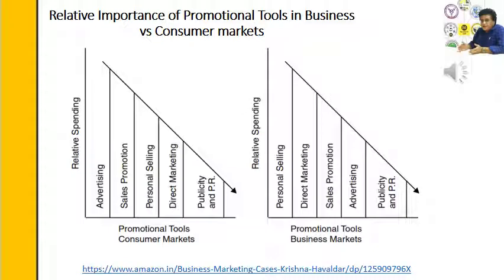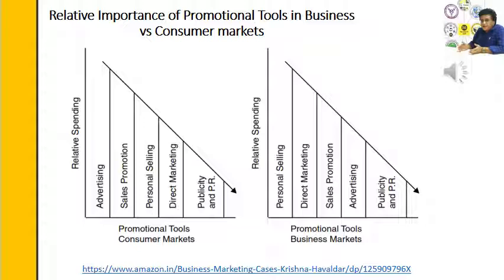So this slide shows the relative importance of promotional tools in business markets and consumer markets. On the left is the consumer market, on the right is the business market. As you see the relative spending, in the consumer market the spending is highest in advertising, and then comes sales promotion, then personal selling, then direct marketing, then publicity and PR. Whereas in the business market, the relative spending highest is personal selling, second is direct marketing, third is sales promotion, fourth is advertising, and fifth is publicity and PR.